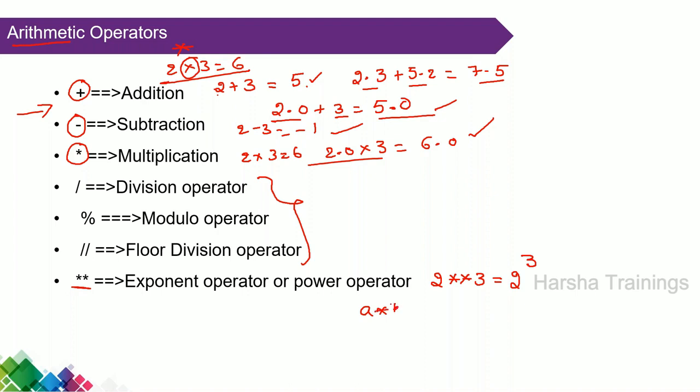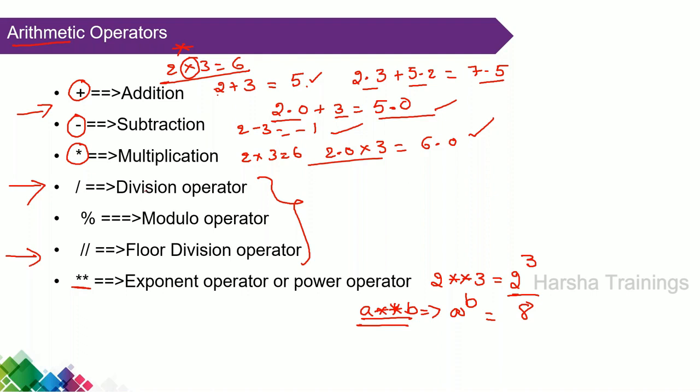Suppose A double star B. If you have a statement A double star B, it is represented as A power B. That is 2 cube in the sense. Got it? Now, coming to these three. First, this one and this one. First, I will explain these two.